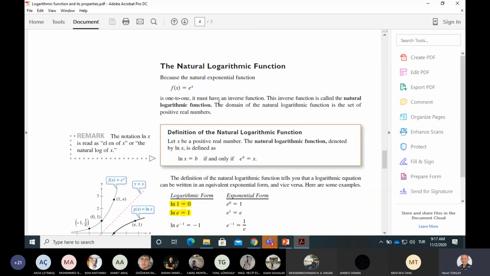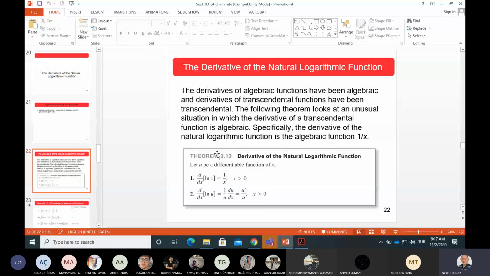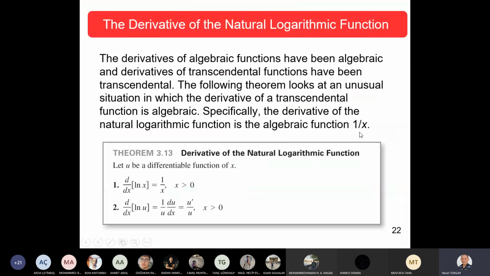Okay. Now what are we doing? Here it explains to you the derivative of ln x. The derivative of ln x is 1 over x, okay? X is bigger than 0 because I told you that the ln function is defined on the open interval from 0 to infinity. This is the reason it is written like that here.